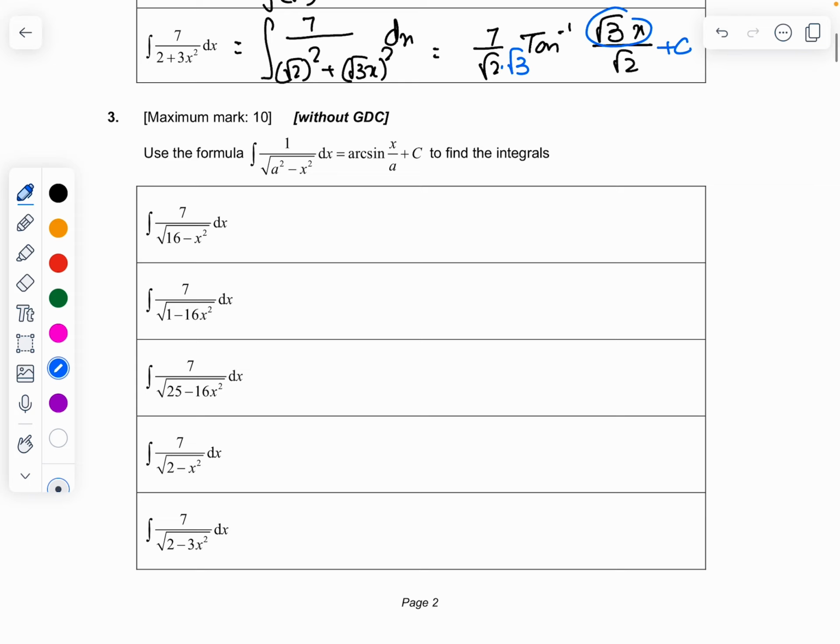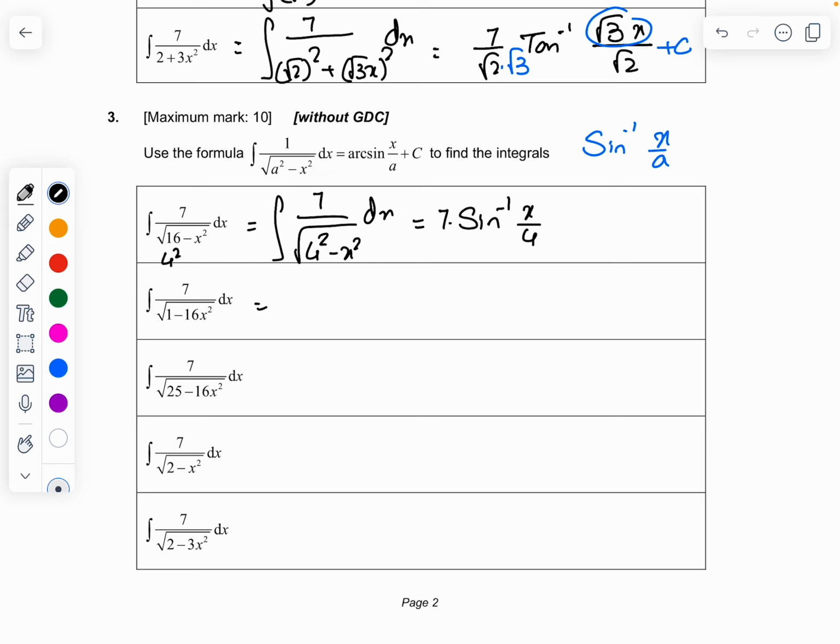Now for the third one, use the formula: integral of 1 upon square root of a square minus x square equals sine inverse of x upon a. So over here a is 4 square, so the integral is 7 divided by square root of 4 square minus x square dx. So it is sine inverse of x upon 4, and 7 is there as it is.